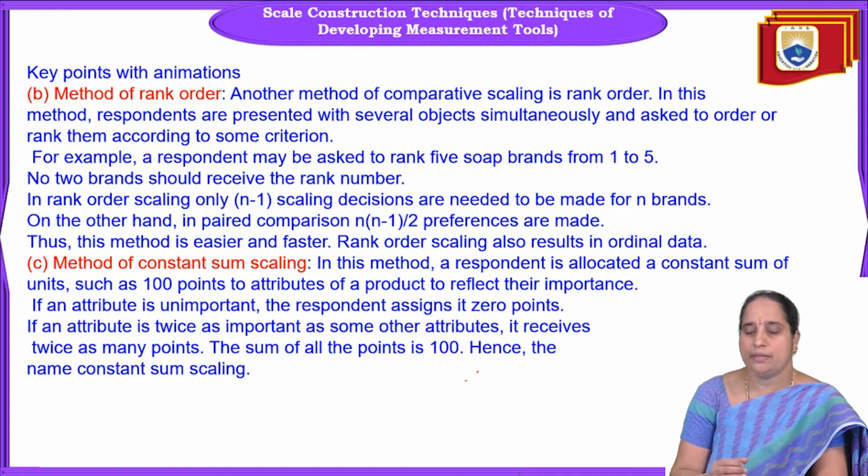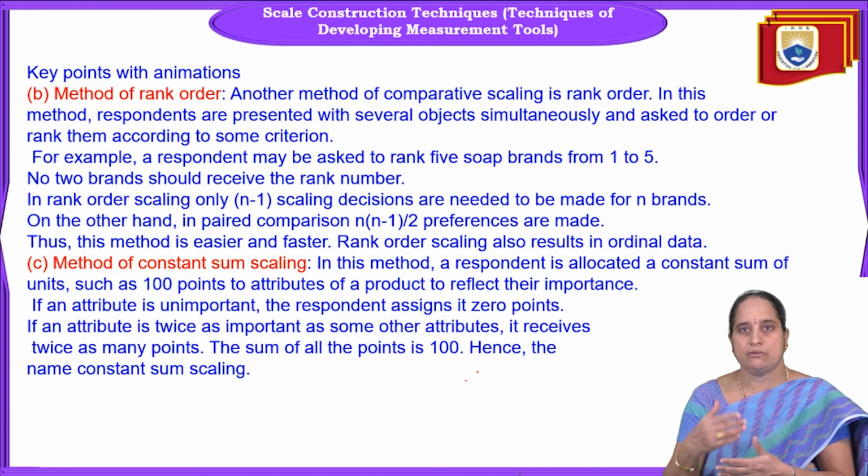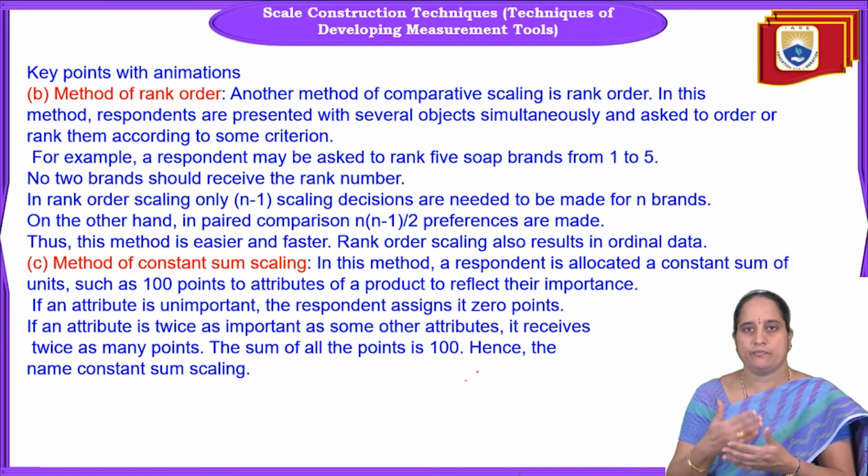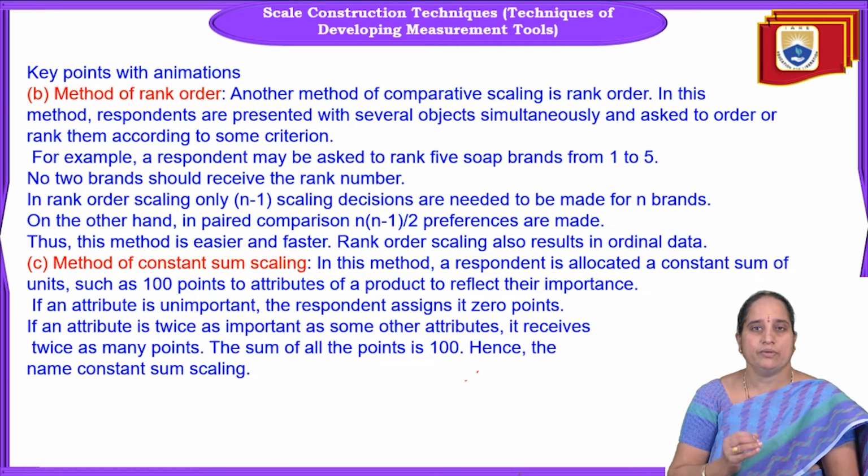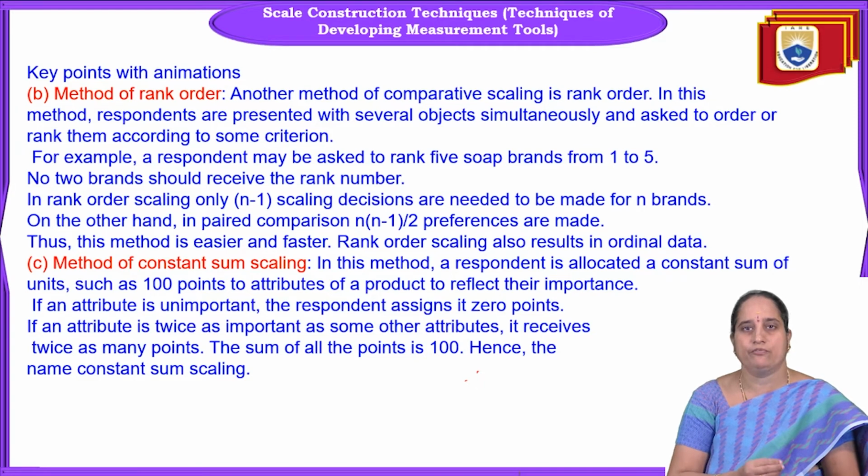On the other hand, in paired comparison, n into n minus 1 by 2 preferences are made. That may not be possible in the method of rank order, because we assign the ranks based only on our priority or preferences. So compared to the paired comparison method, the rank order method is much easier and faster for getting the result. Rank order scaling also results in ordinal data, so whatever data you consider here relates to the ordinal scale of measurement.